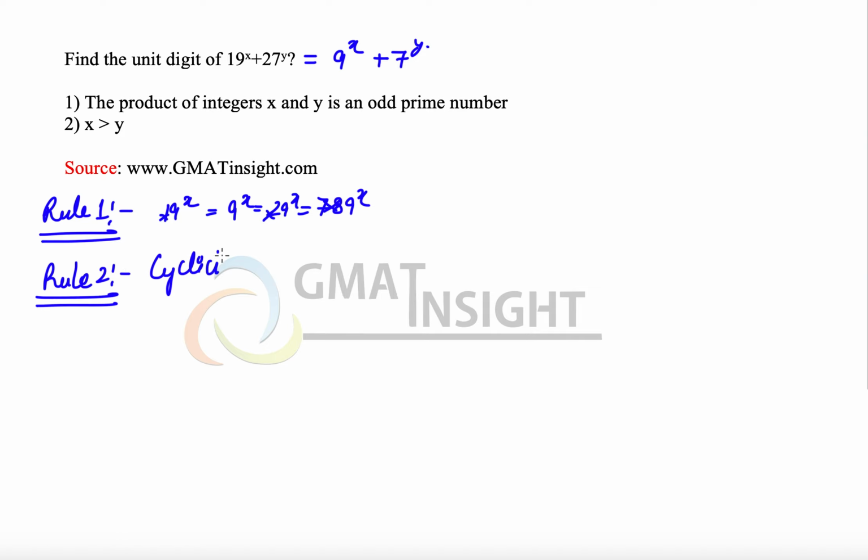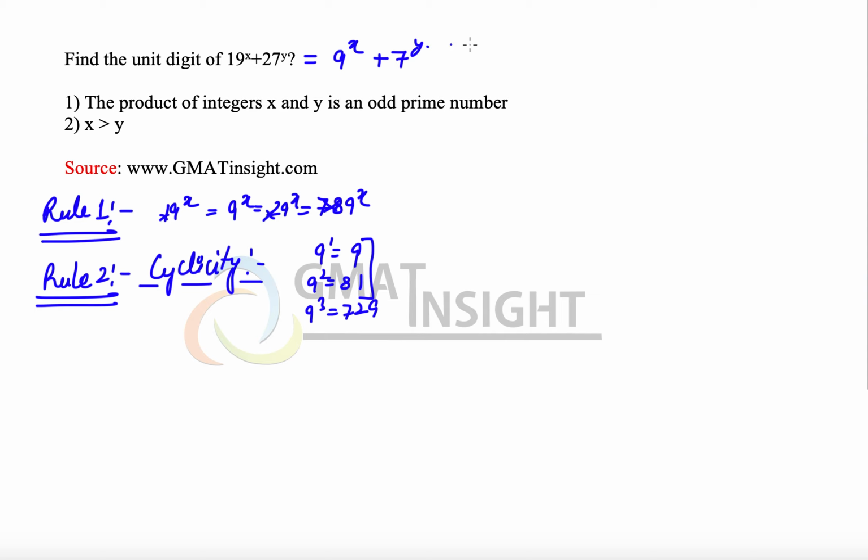Cyclicity is a principle which tells us that the unit digits are always cyclic, which means they repeat after several powers. For example, if you check the cyclicity of 9, then the unit digit of 9 repeats after every second power. 9 to the power 1 is 9, 9 square is 81, so 1, 9 to the power 3 is 729, so 9 again. So you can see that after 2 powers, the unit digit of 9 has started repeating.